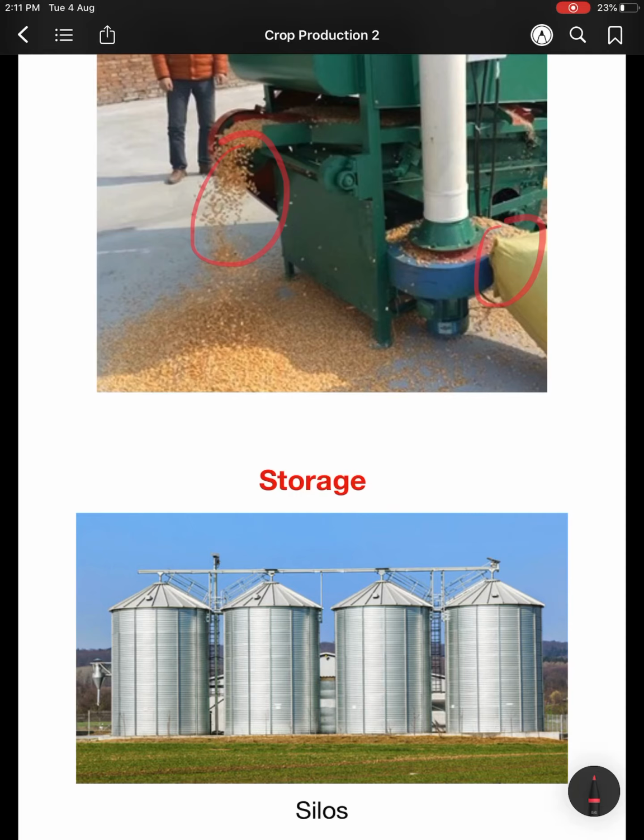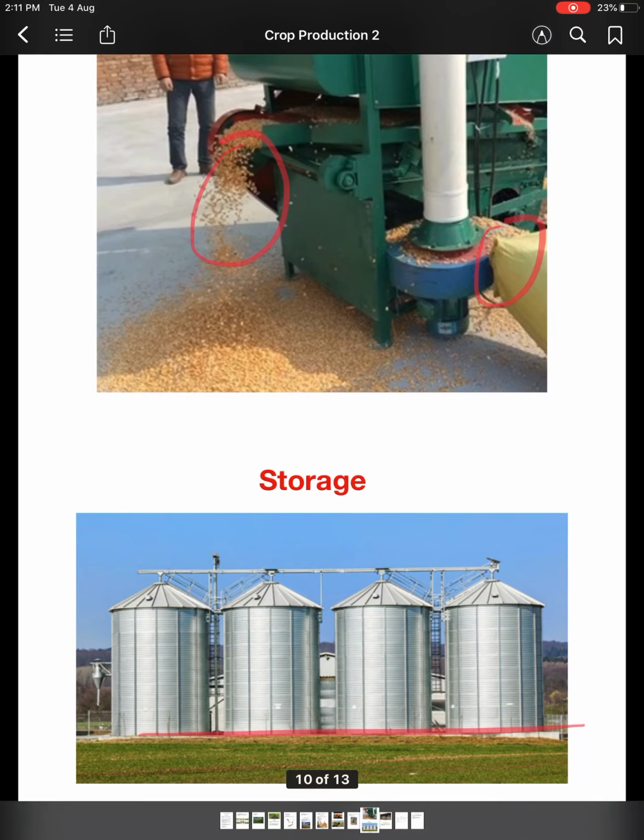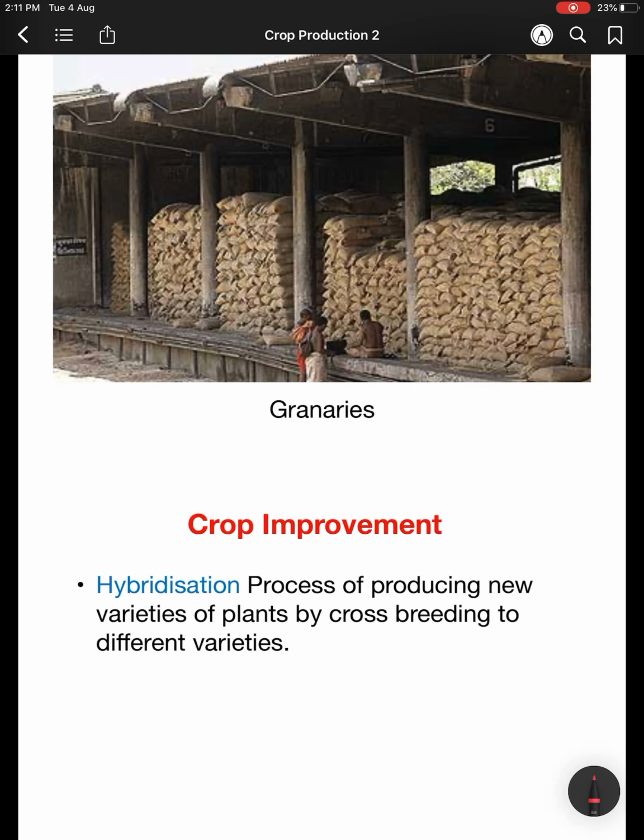So to remove the moisture, crop grains are dried in the sun and then packed in jute bags or metallic bins. Large scale storage of grains is done in silos and granaries. As you can see in the diagram, these are the large metallic bins which are used to store the grains, and grains are also stored in jute bags and then placed in the granaries. So these are the methods of storing grains for a long period of time.